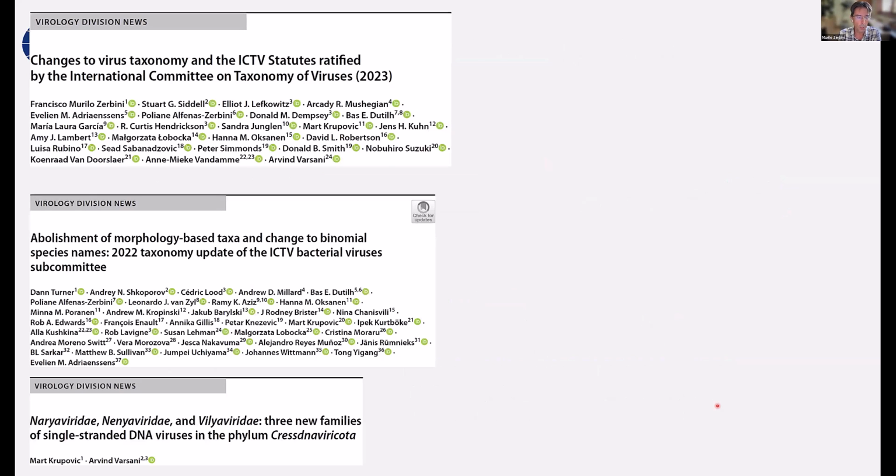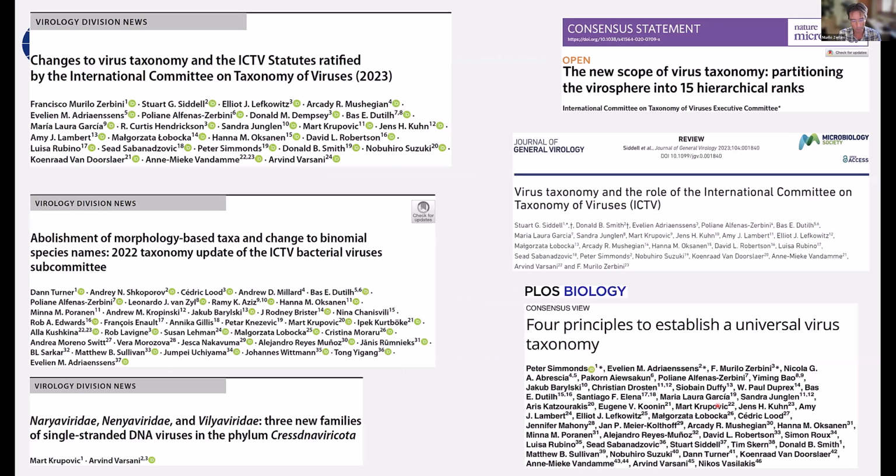As I said, part of our objectives is to publicize our decisions. We do this by a variety of ways, but every year we publish a paper in the Virology Division News section of Archives of Virology, summarizing the changes of the previous year. That's the one you see here on the top left. This is last year's.